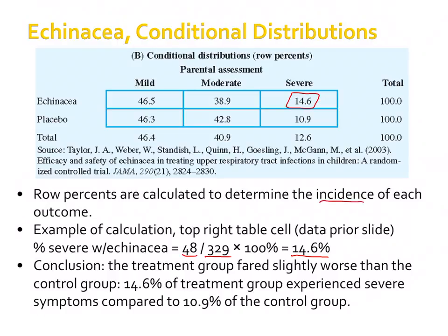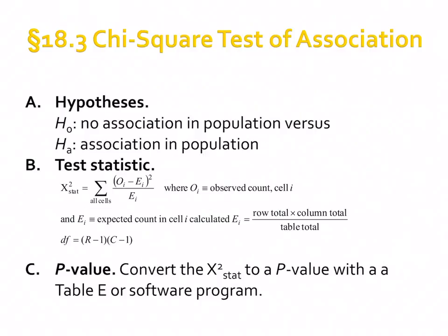And that's what is expressed here as the row percents calculated for. So they're saying this is the incidence of each outcome. And in conclusion, the treatment group fared slightly worse than the control group. 14.6 percent of the treatment group experienced severe symptoms compared to 10.9 percent of the control group. So what they're doing is comparing the severe from the control to the echinacea group, and they're saying the treatment group fared slightly worse than the control group.